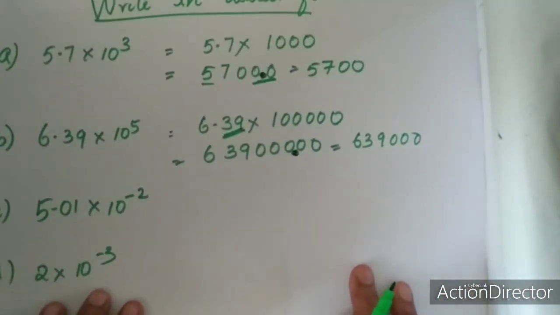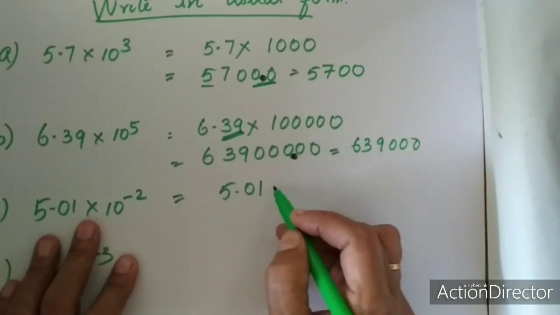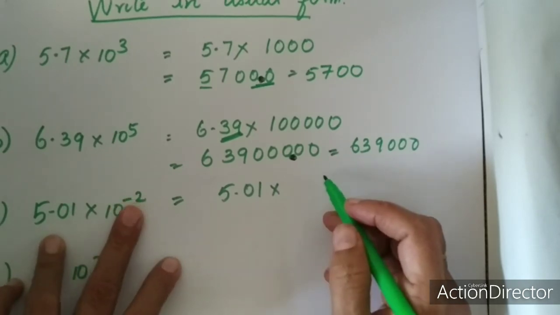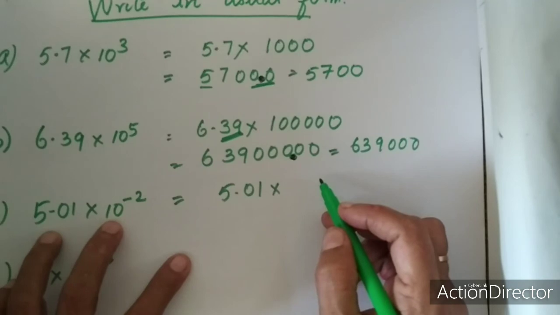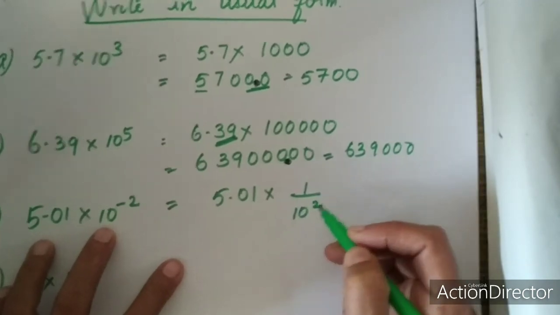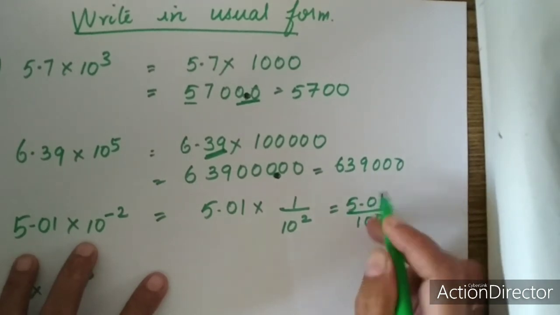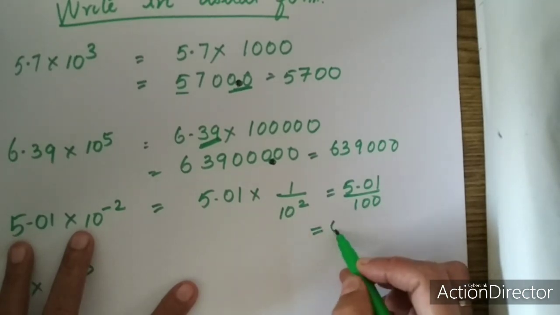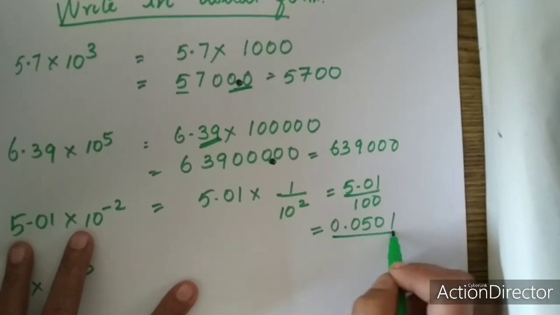Now coming to the next sum. It is 5.01 into 10 power minus 2. Here you can make the power positive by taking the reciprocal. What is the reciprocal of 10? 1 by 10. So I can write 10 raised to the power of 2 in the denominator. So this can be written as 5.01 upon 100. You know how to shift the decimal point now, which is equal to 0.0501.